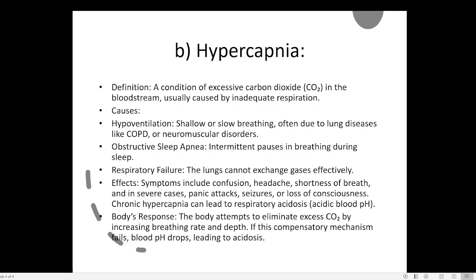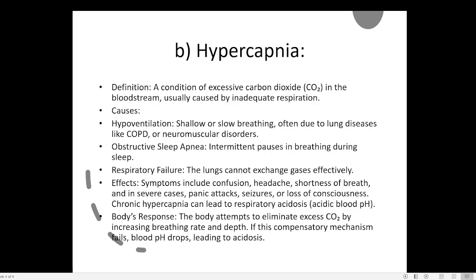Coming to the effects of hypercapnia, symptoms include confusion, headache, shortness of breath, and in severe cases, panic attack, seizure, and loss of consciousness. These are some of the major ones. For example, if there is a higher carbon dioxide content, in a milder situation it will create headache, shortness of breath, etc.